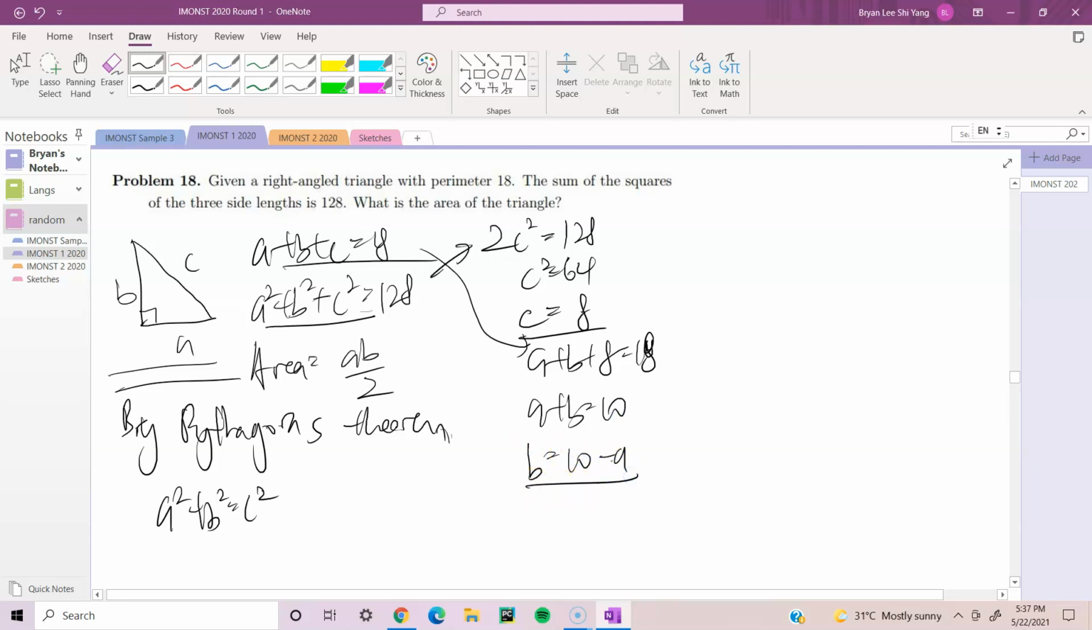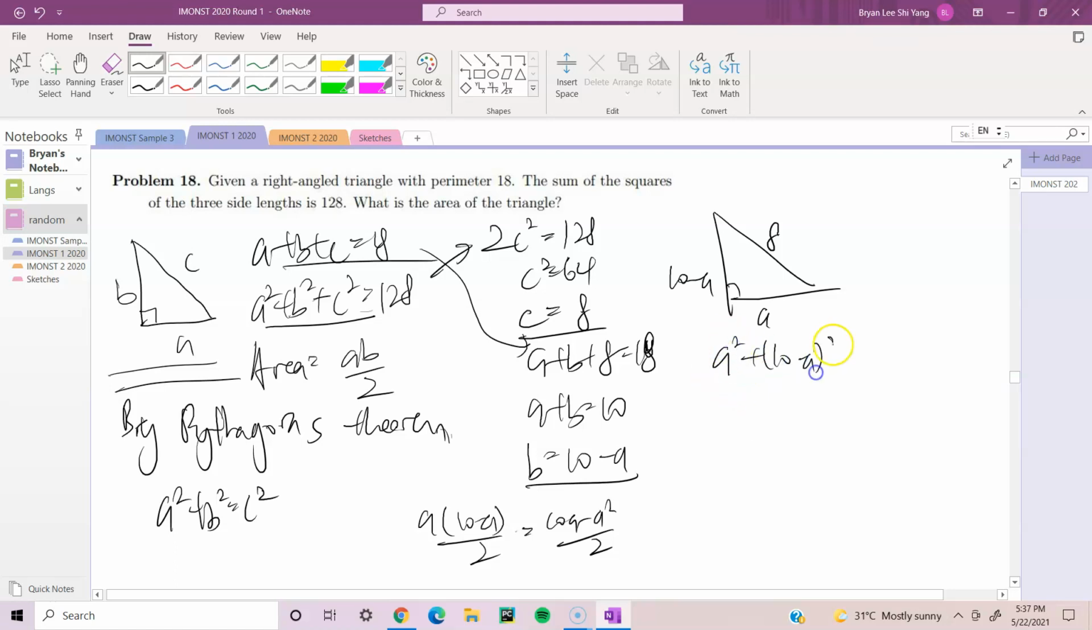So our figure has sides A, B, C. Now we just have 8, A, and 10 minus A. So the area of the triangle would be A times 10 minus A divided by 2, which is 10A minus A squared divided by 2. Now, what we see here is we would have A squared plus 10 minus A squared plus 8 squared, which is 64, equals 128.